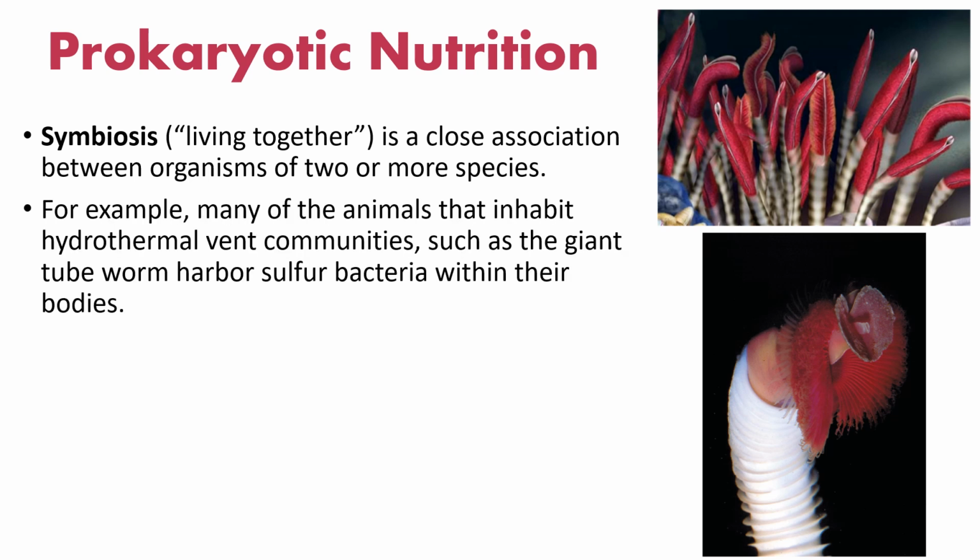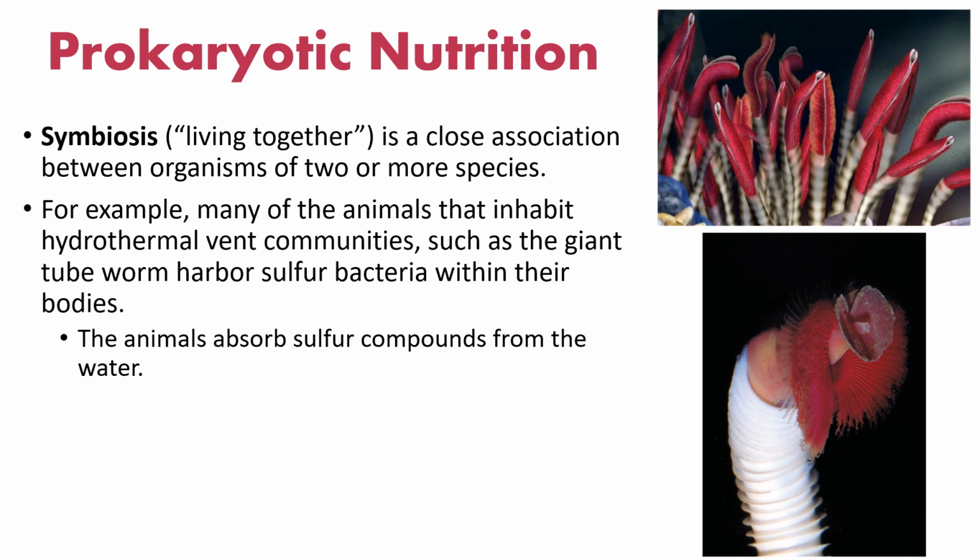So one example is an animal that inhabits these hydrothermal vents, and these are giant tube worms. You probably think they look like flowers or some other type of weird plant, but they are actually animals, and they are a worm. These will live by those hydrothermal vents we talked about in the very beginning of this lecture. And the bacteria that live inside of the actual tube worms are sulfur bacteria. So they're able to actually break down sulfuric compounds.